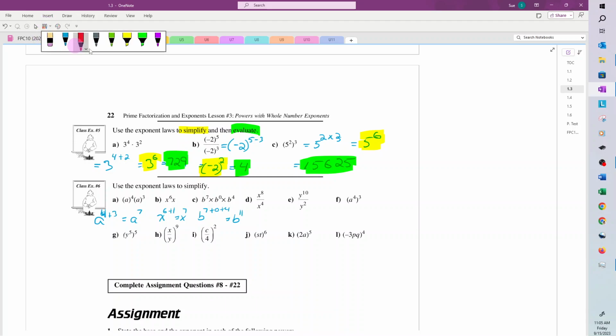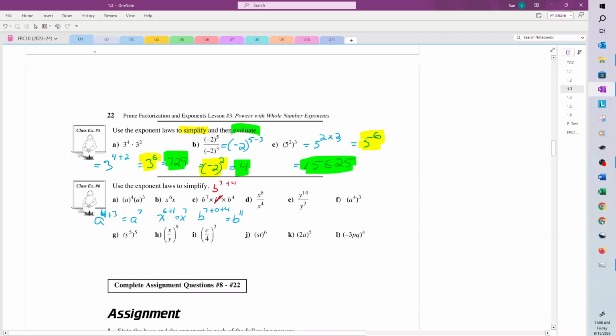Or I can look at this and go, anything to the 0 is 1. So I can just ignore that because if I multiply something by 1, it doesn't change anything. So this is b to the 7 plus 4, which is b to the 11. Either of those, of course, you get the same answer, so it doesn't matter which one you use. This is x to the 8 minus 4, which equals x to the 4.